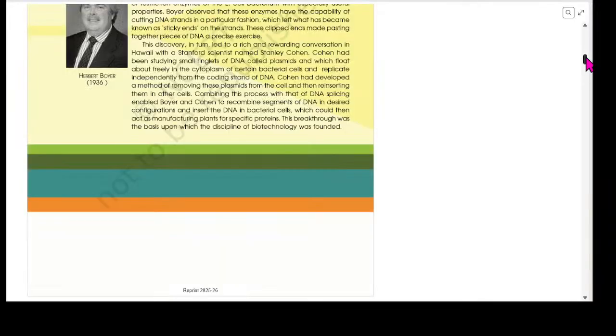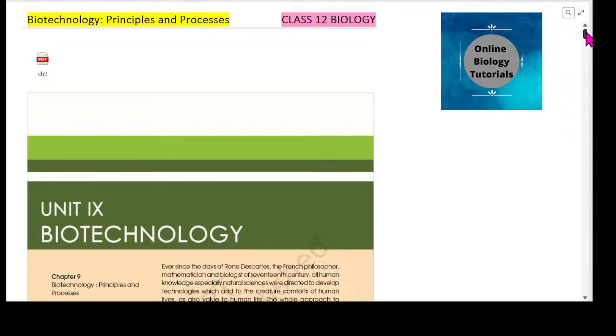With this, I am done with the live reading of chapter 9, Biotechnology, Principles and Processes. This is one of the very important chapters and has a good weightage in the board examination. Make sure you understand all the diagrams and each line should be clearer to you.